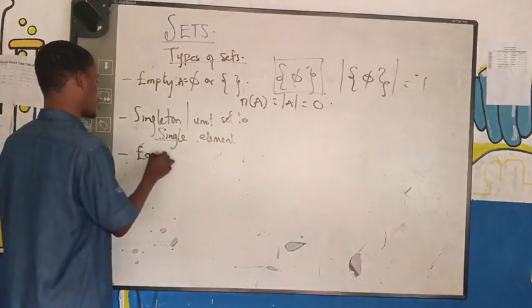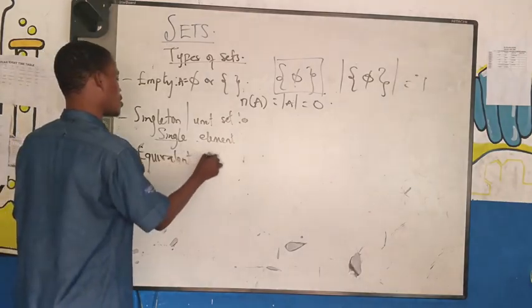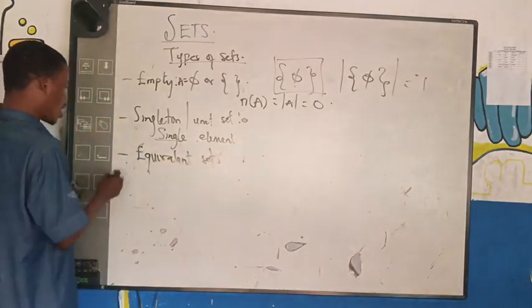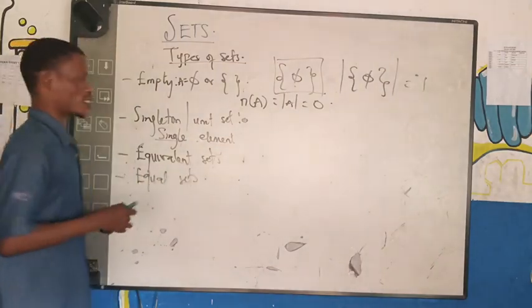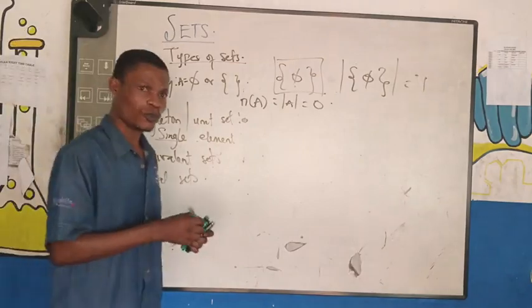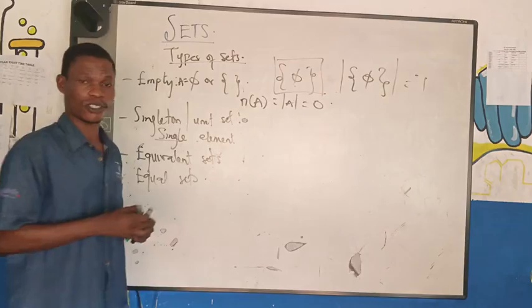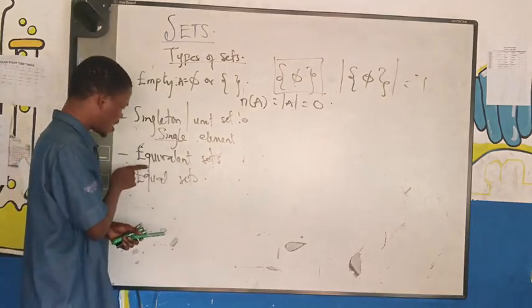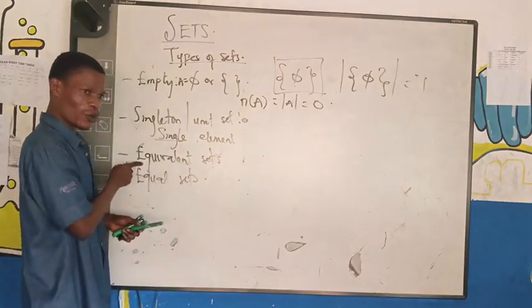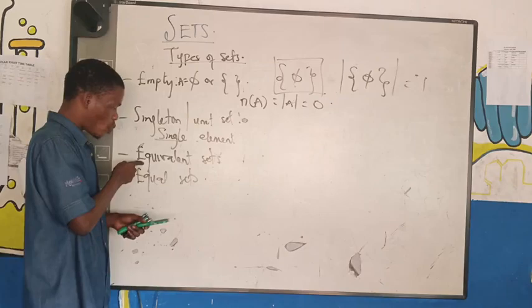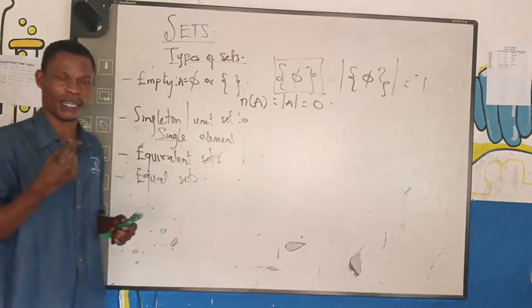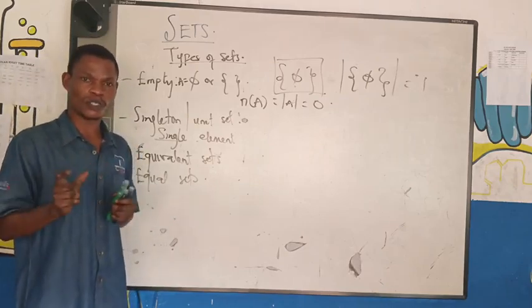And then, having talked about singleton sets, we have equivalent sets. And then we talk about the subject of equal sets too. Now, you notice I use the word equivalent here. This word equivalent is a comparison language. It's a word we use to compare two things.